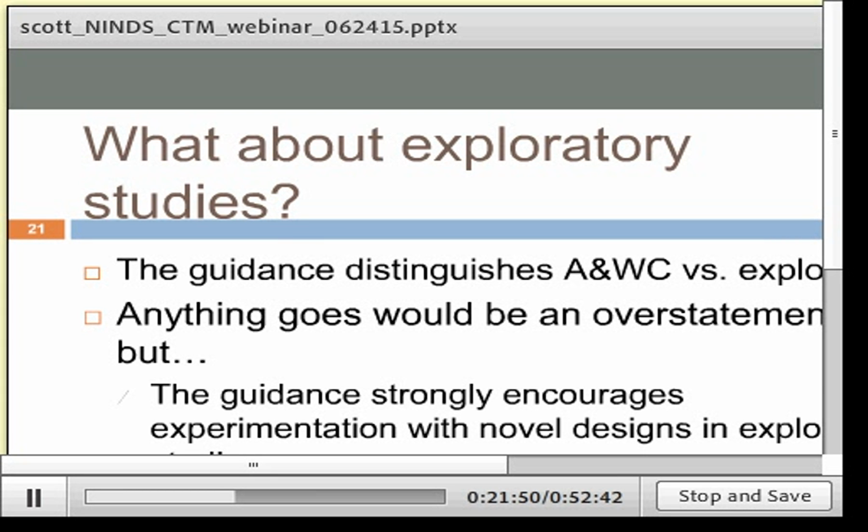The big concern with adaptive design in the exploratory setting to FDA is avoiding the trap of thinking you're more sure about something than you really ought to be as you go into phase 3. But other than that, there's a lot of leeway.